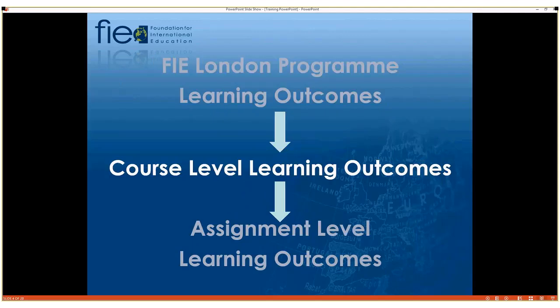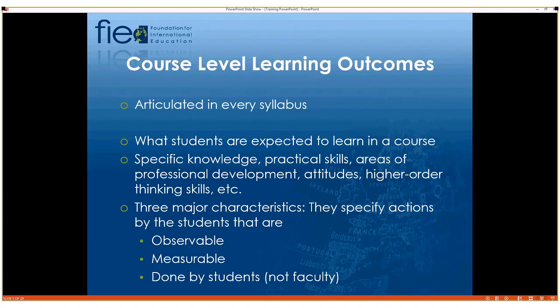FIE faculty are aware of learning outcomes at the course level, as these are included in FIE syllabi templates. Course level learning outcomes are what students are expected to learn during a course. Course level learning outcome statements refer to specific knowledge, practical skills, attitudes, higher order thinking skills, etc. that faculty members expect students to develop, learn, or master during a course.